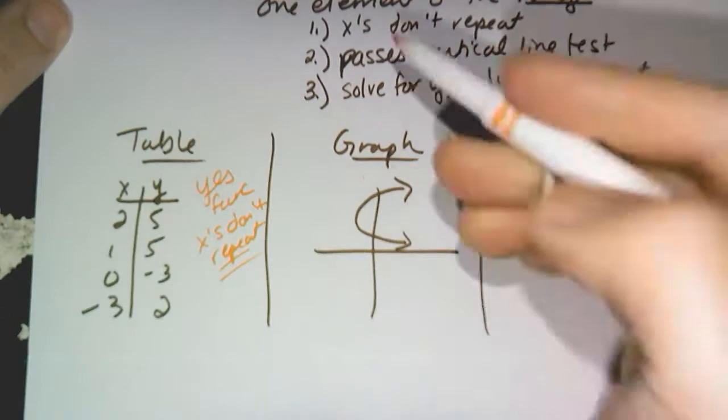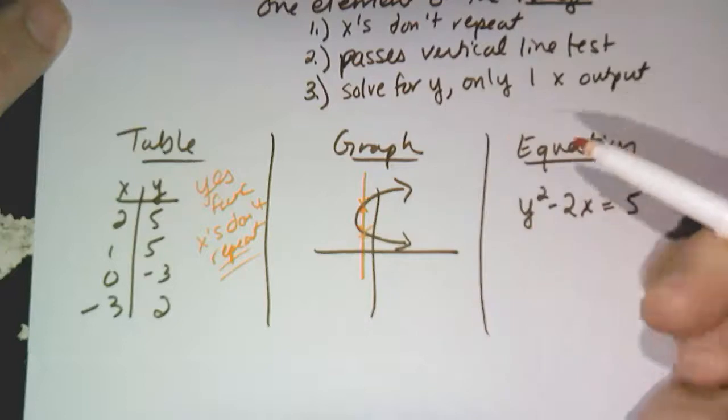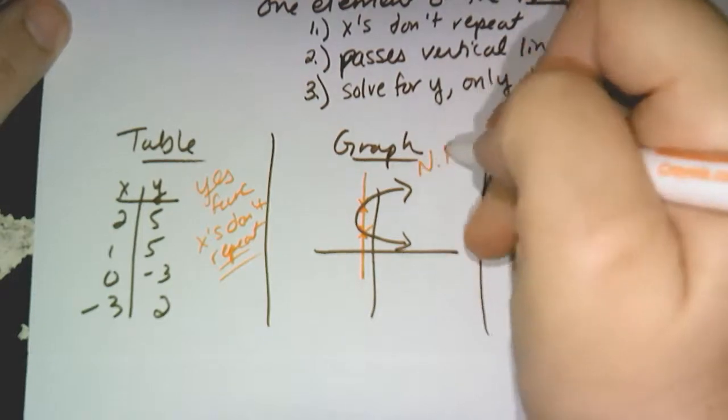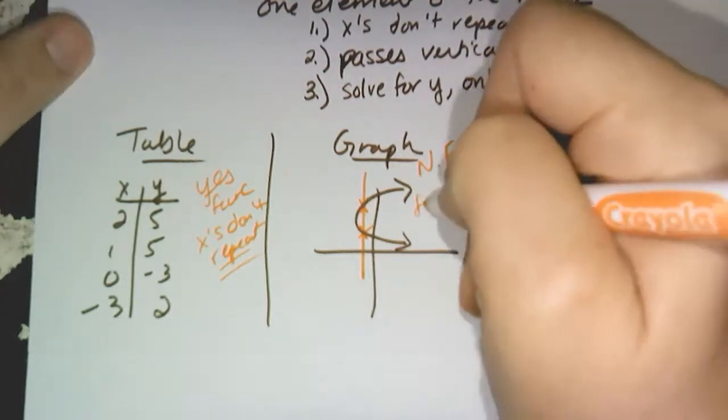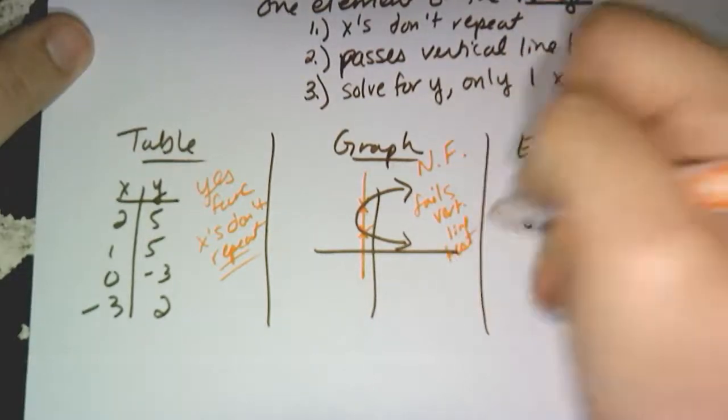Why? It fails the vertical line test. The vertical line test says you can only pass through the graph one time. If you pass through the graph more than once, you have failed the vertical line test. So this is not a function. Fails vertical line test.